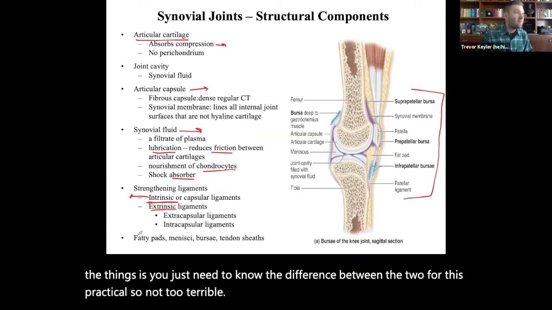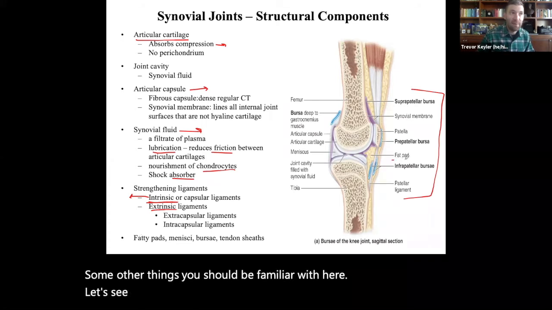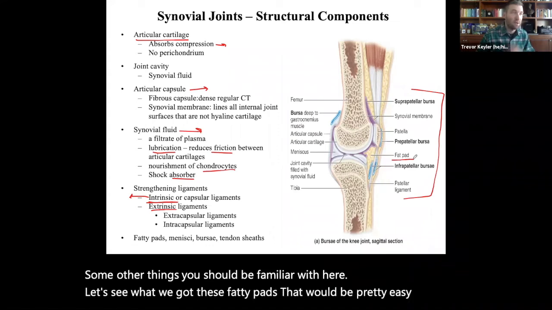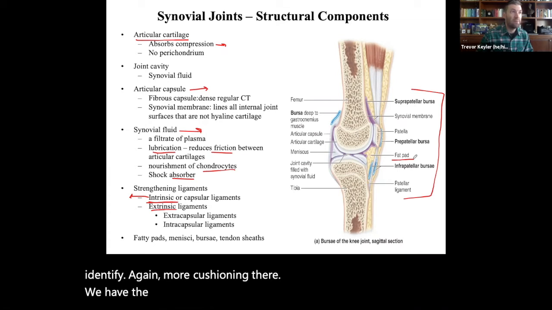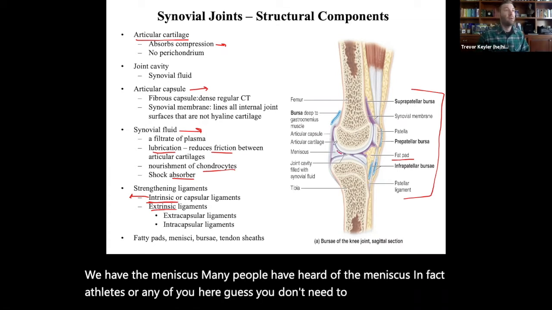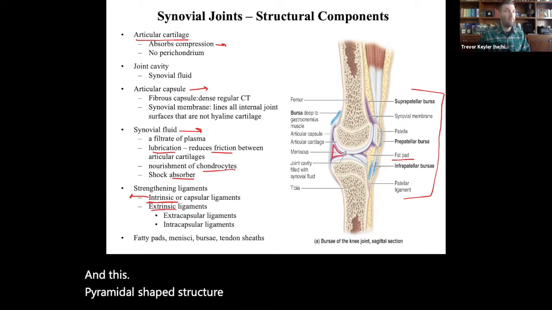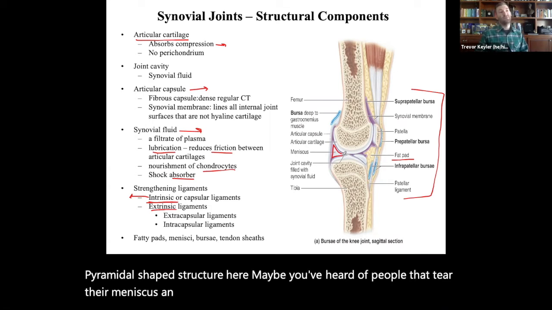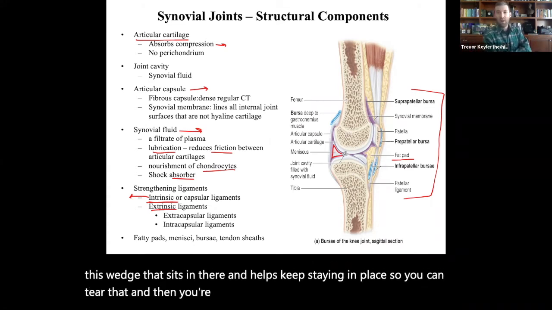Some other things you should be familiar with here. We've got these fatty pads, which would be pretty easy to identify. Again, more cushioning there. We have the meniscus. Many people have heard of the meniscus. Maybe you've heard of people tearing their meniscus. It's additional structural support for this joint, like a wedge that sits in there and helps keep things in place. So you can tear that, and then you're not keeping things in place any longer.